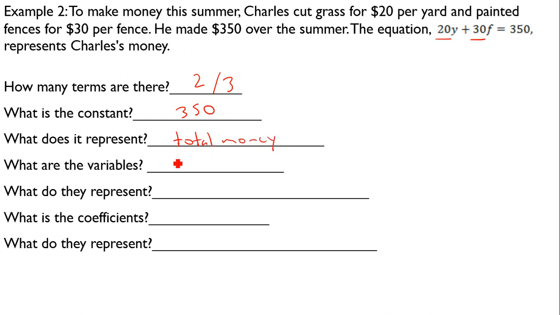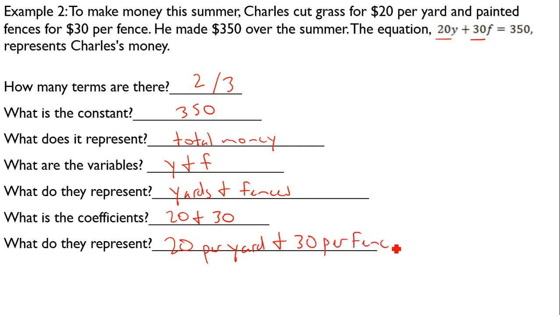The variables are y and f, and those are yards and fences. So then the coefficients. Okay, we have a 20 and we have a 30. Those represent $20 per yard and $30 per fence. And of course, this is money, so I'm going to put my dollar signs. Boom.